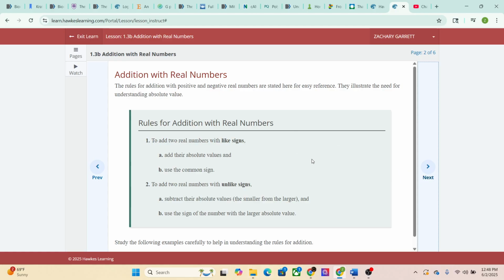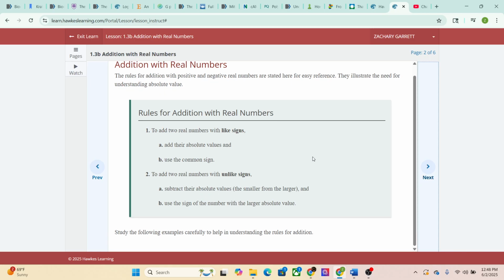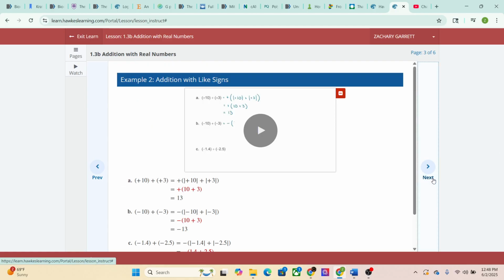To add two real numbers with like signs, add their absolute values and use the common sign. To add two real numbers with unlike signs, subtract their absolute values, the smaller from the larger, and use the sign of the number with the larger absolute value. Study the following examples carefully to help in understanding the rules for addition.